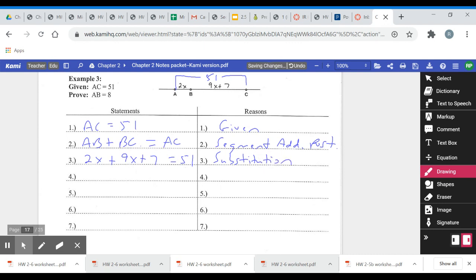All right, from there, again, I can see that 2x and that 9x. I'm going to combine those like terms together to get 11x. And again, I did not add something to both sides of the equal sign, so I'm not going to say addition. I'm going to say substitution. Substitution ends up getting used a lot. Okay, so from there, now I can subtract 7 from both sides. And so that is subtraction. And then I can divide by 11 on both sides and get x equals 4.